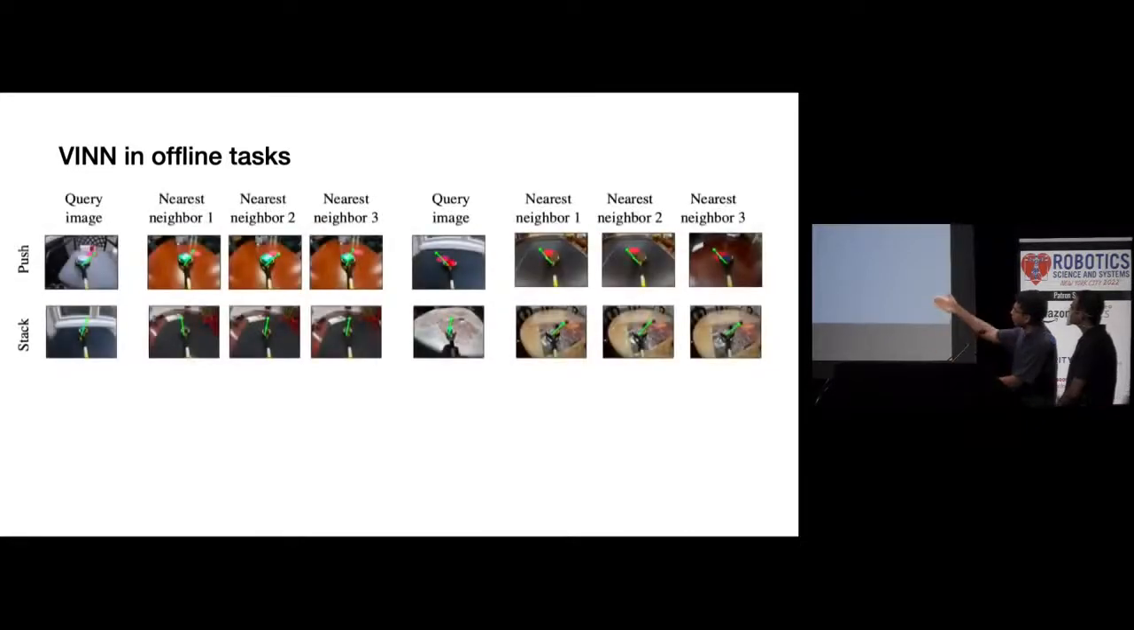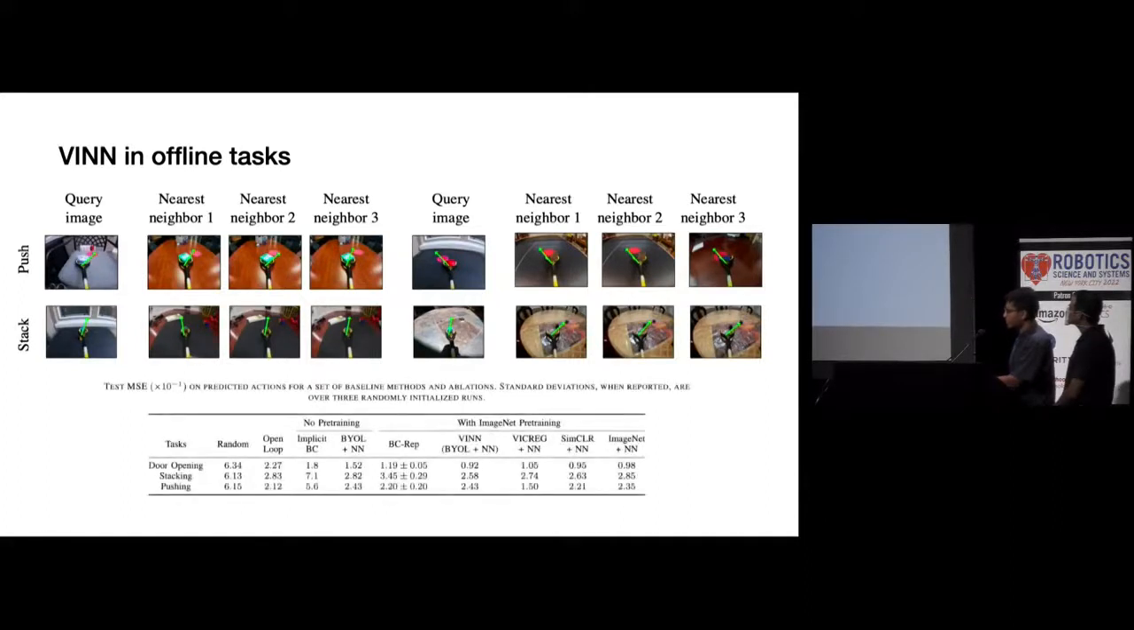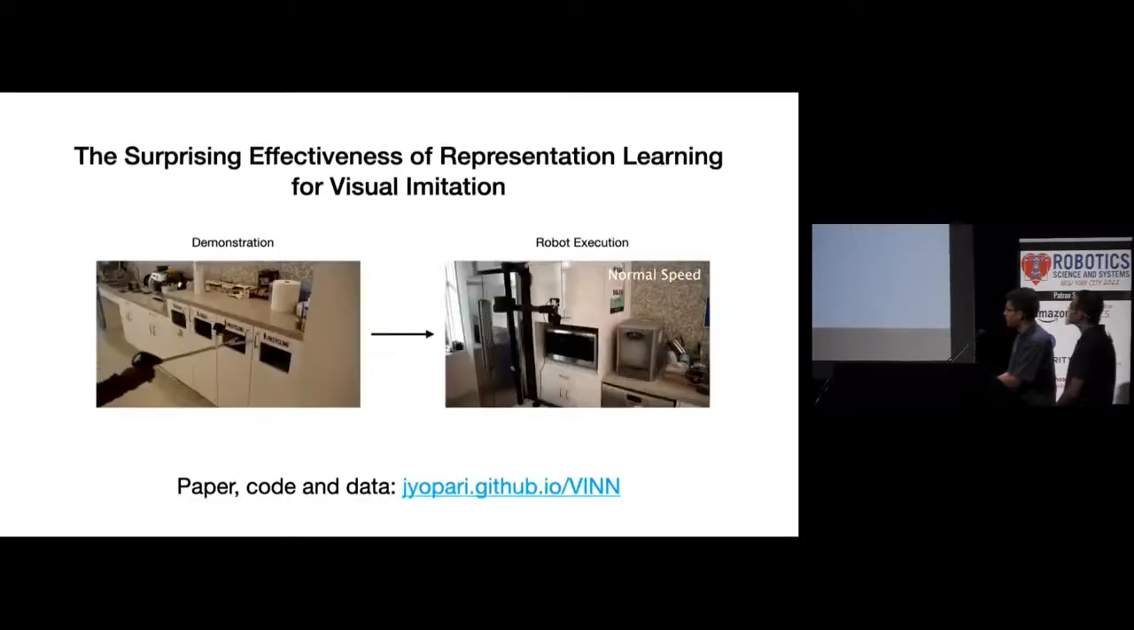In addition, we also test our model on two offline tasks, namely stacking and pushing. In the query column, you can see the nearest neighbors are matching across different objects and environments. And we also want to see, is it the representation or the nearest neighbor that contributes most to our model's success? And we find that both are equally important to achieve our results.